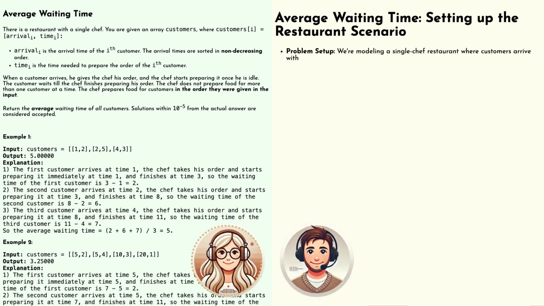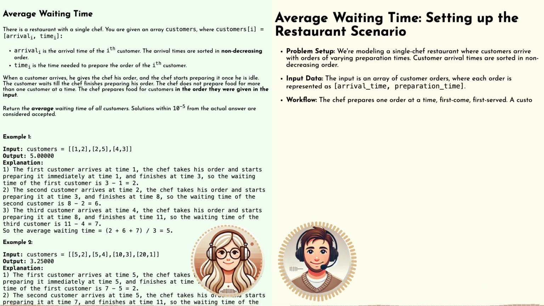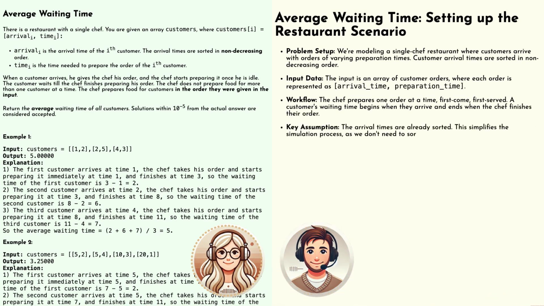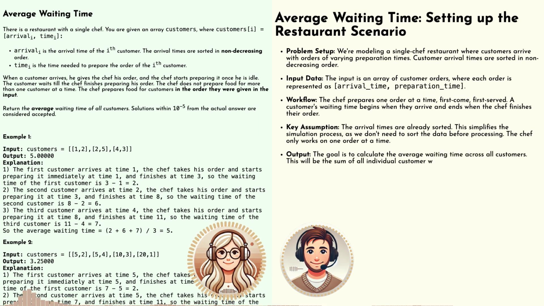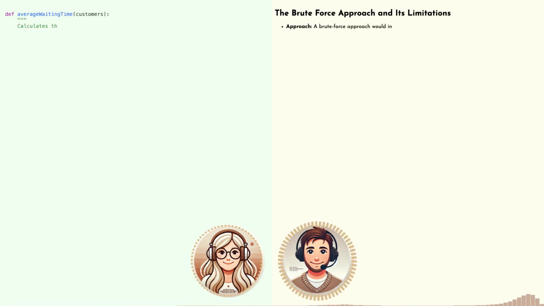Okay, I like that. So, imagine we're at a busy restaurant. There's one chef and a bunch of hungry customers. All these customers come in at different times. Their orders take different times to cook. We need to figure out the average wait time for all the diners. Exactly. And it's not as simple as just adding everyone's wait times and dividing by the number of customers, especially on a busy night. You need something more efficient. Right, we need to optimize it.